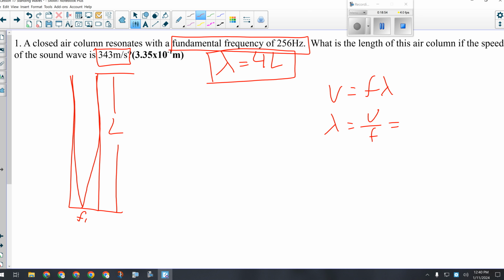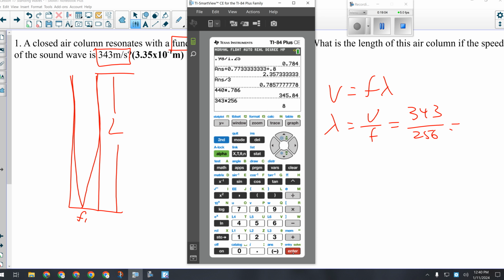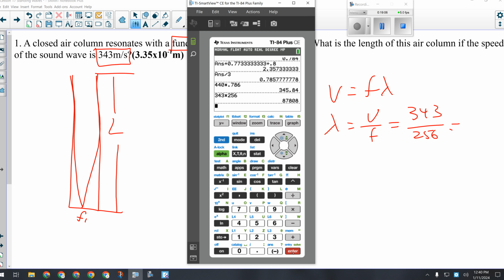So that'll be 343 divided by 256. Okay, so that's going to give me the wavelength. 343 divided by 256. So the wavelength of that sound is 1.34 meters approximately.